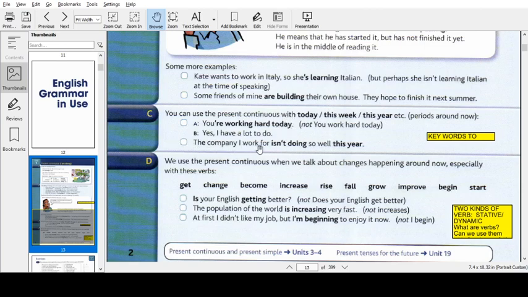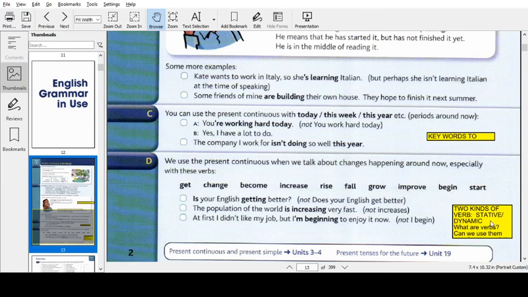The company I work for isn't doing so well this year. Look here, this year. It is also referred to as time. We use present continuous when we talk about changes happening around now, especially with these verbs. Please remember these verbs, they are very important. These verbs particularly go with present continuous: get, change, become, increase, rise, fall, grow, improve, begin and start.